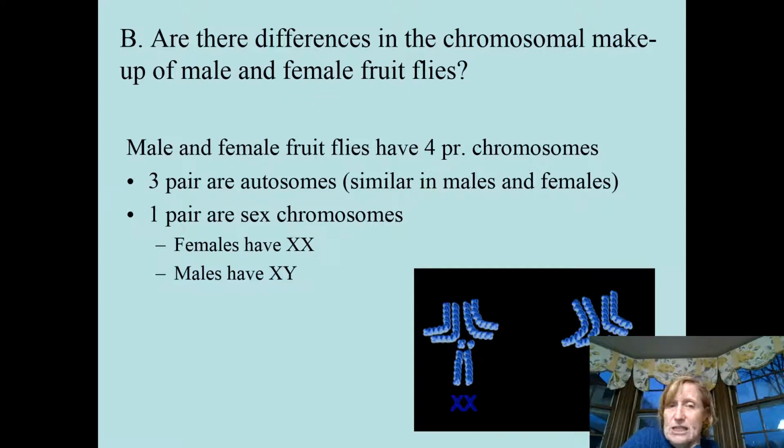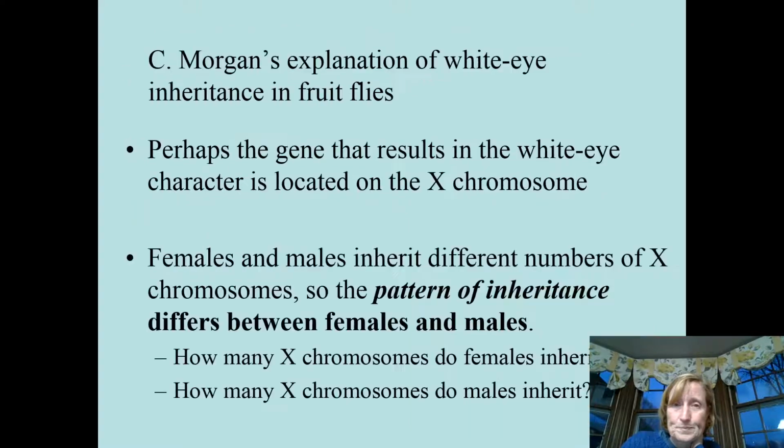if genes are located on the chromosomes, and this particular gene for white-eye, maybe it's located on the X chromosome. This is Morgan's explanation. So he said, perhaps the gene that results in the white-eye character is on the X chromosome.